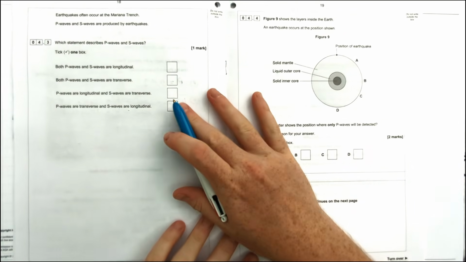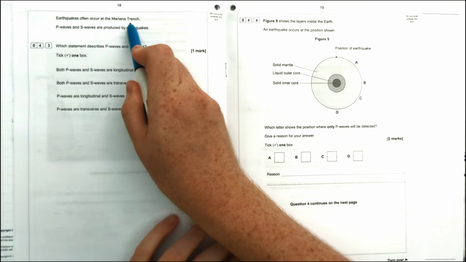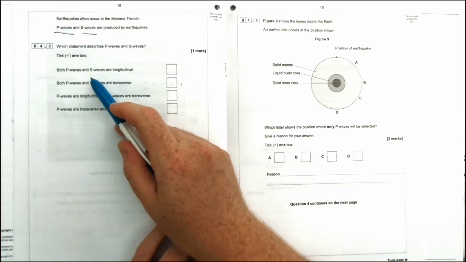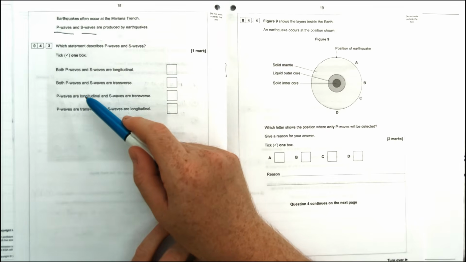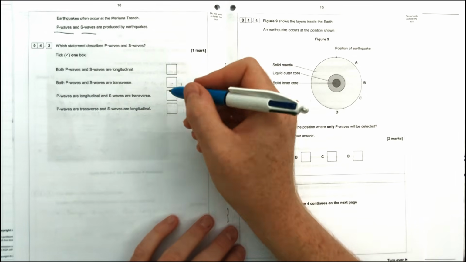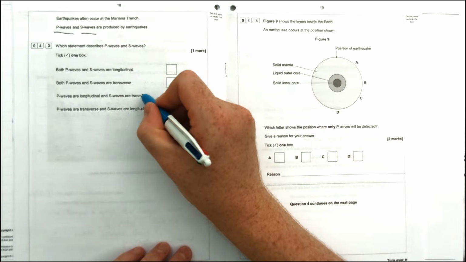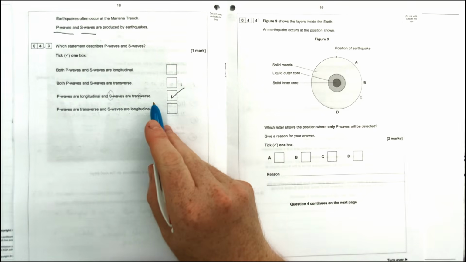Okay, next question we've got is all about seismic waves. So we've got earthquakes occurring in the Mariana Trench, and P waves and S waves are produced. We've got to describe P waves and S waves to figure out which one is correct. P waves and S waves are longitudinal, that's not correct. P waves and S waves are transverse, not correct. P waves are longitudinal, S waves are transverse. The way to remember it is that in the word transverse you have an S, so therefore S waves are transverse. That's not why they're transverse, it just helps you remember it.